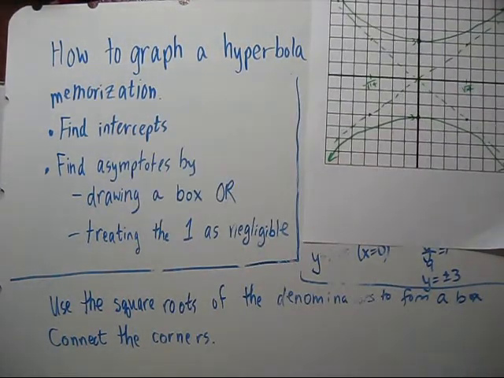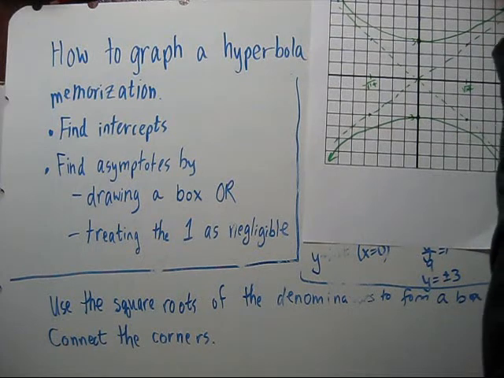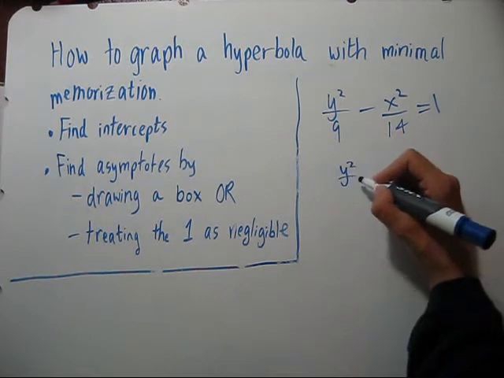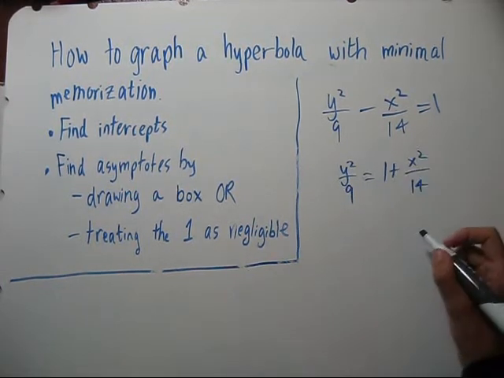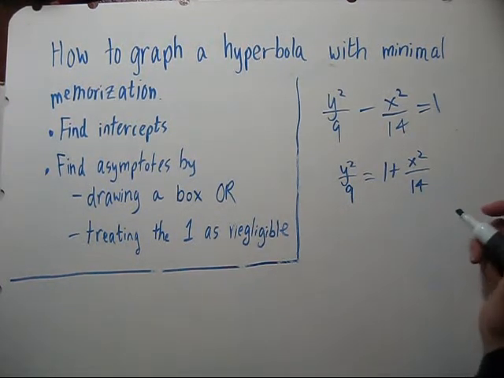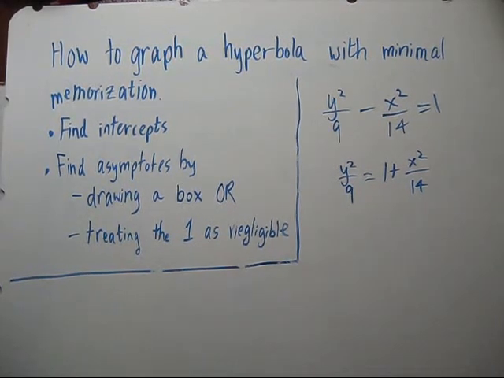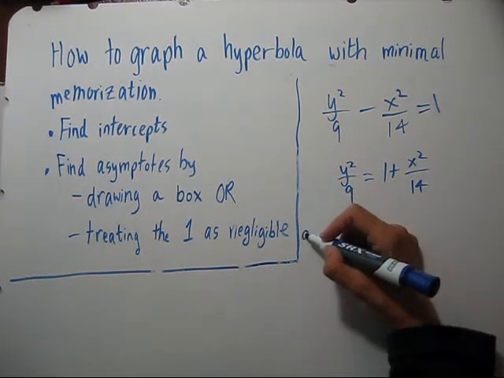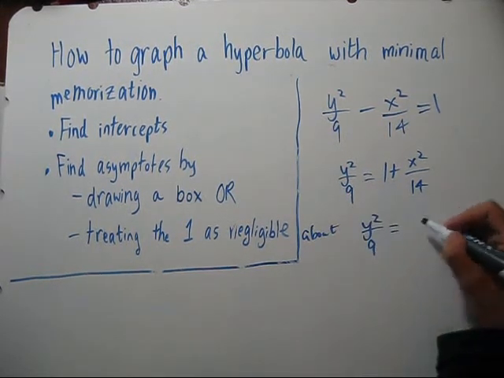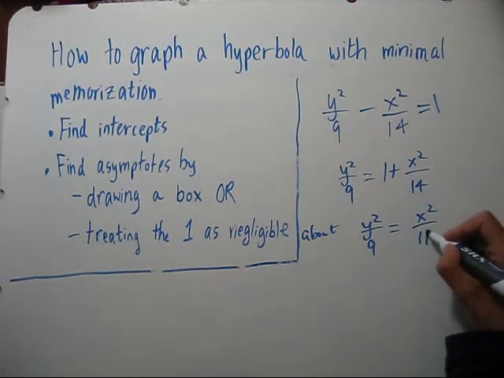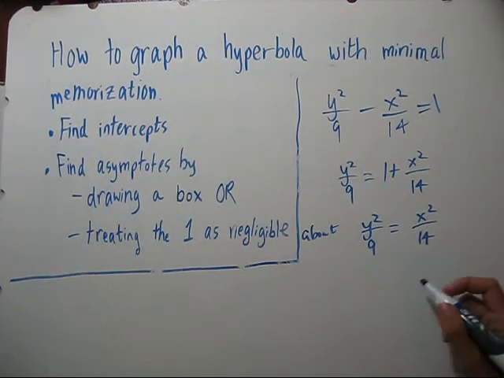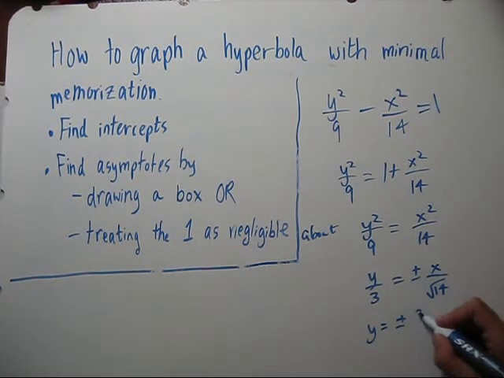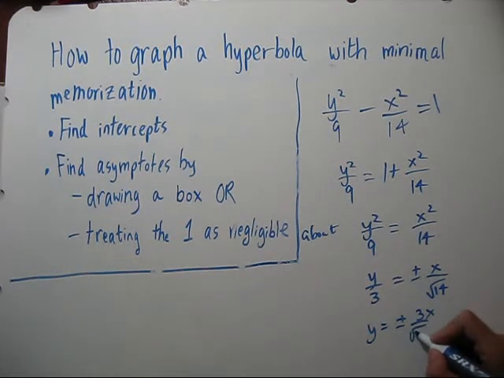Now if you don't remember how to do the box, there's another way. Let's get the y squared term on one side by itself. Now when x and y are large, which is what these asymptotes have to do with, the 1 is negligible. So we'll just say this is about y squared over 9 equals x squared over 14. Let's take the square root of both sides. We want to solve for y. Y equals plus or minus 3x over the square root of 14.